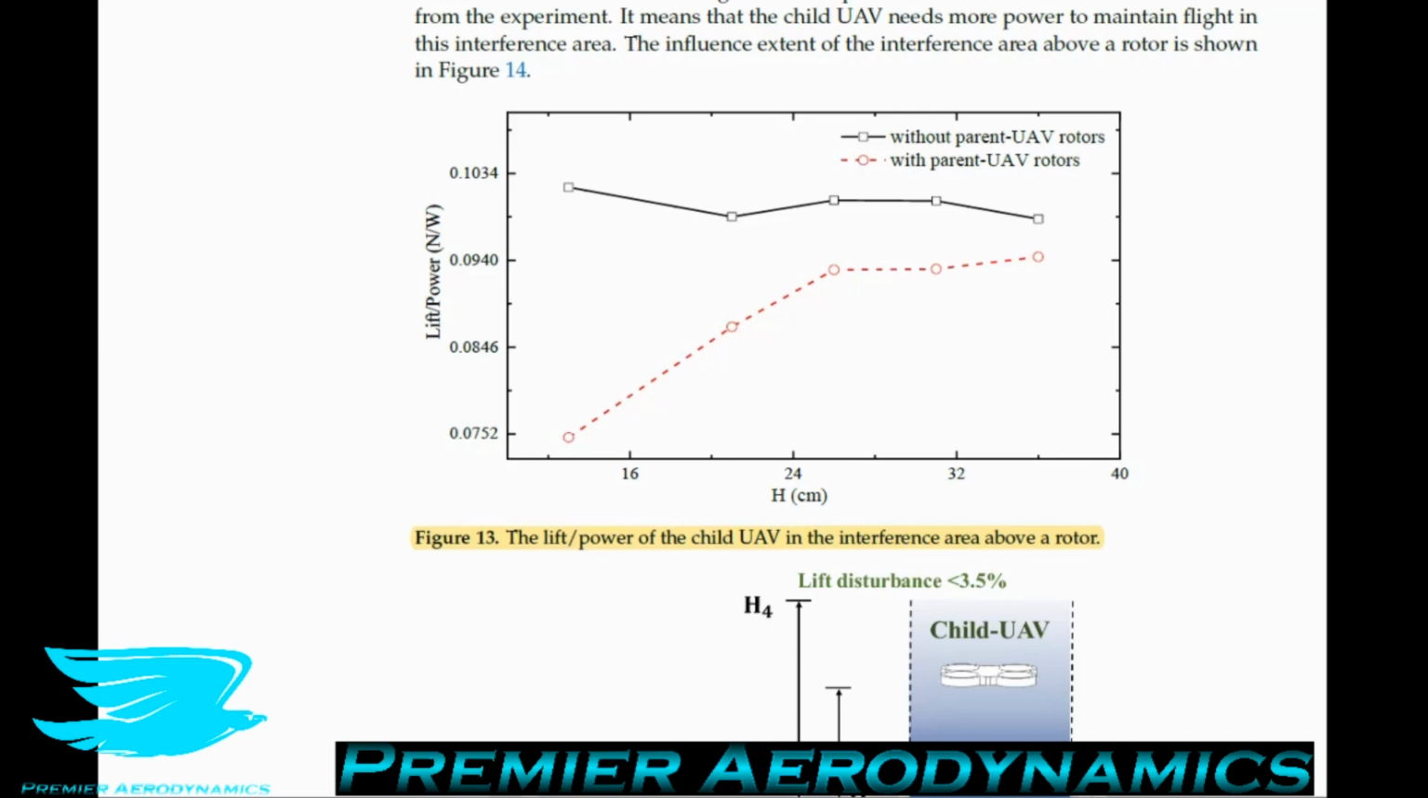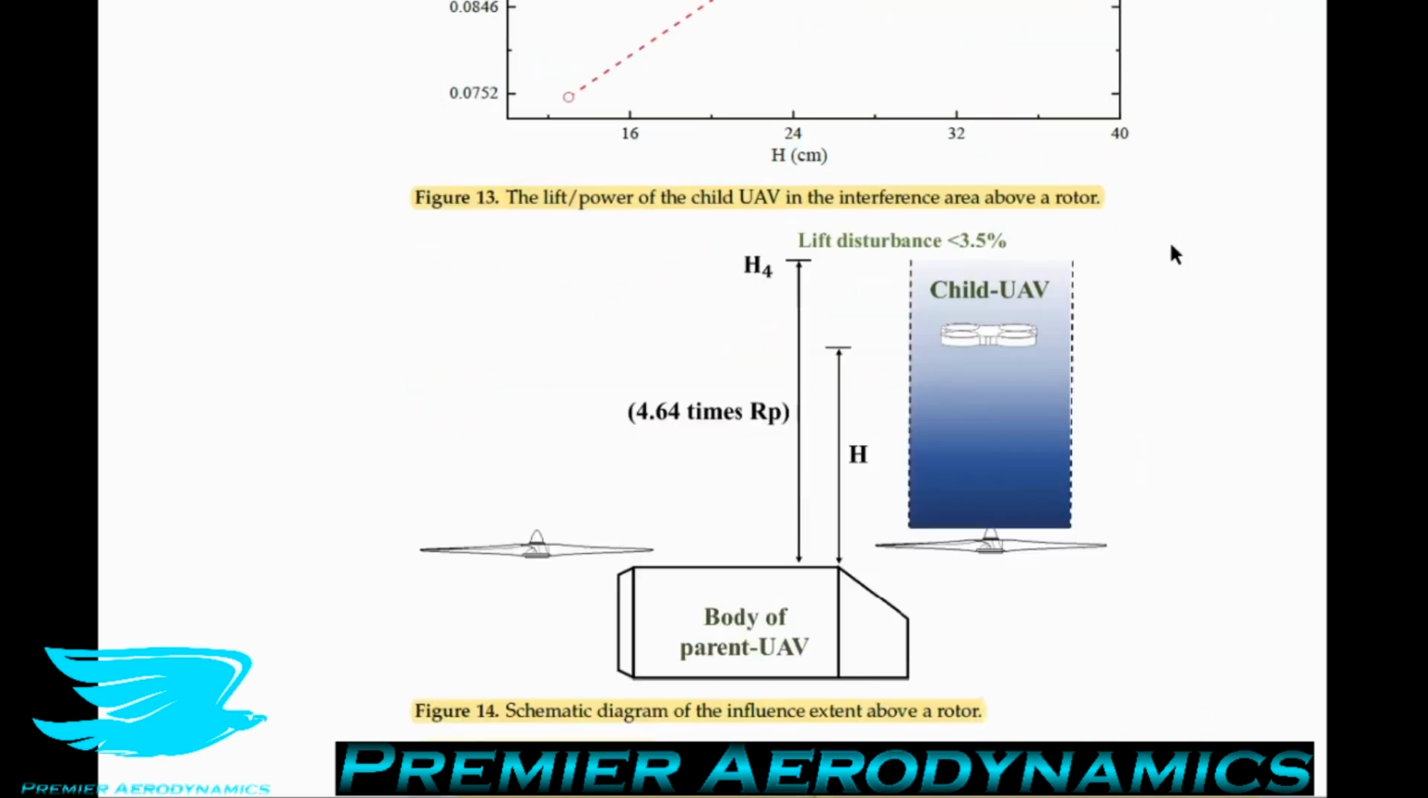Also, even if you go to about 36 centimeters above the UAV, the child UAV is still producing a slightly lower lift to power ratio than what it should be without any interference, by about 5%. So again, that's to be expected considering we know what the lift curve slope was to begin with. So this is not that surprising.